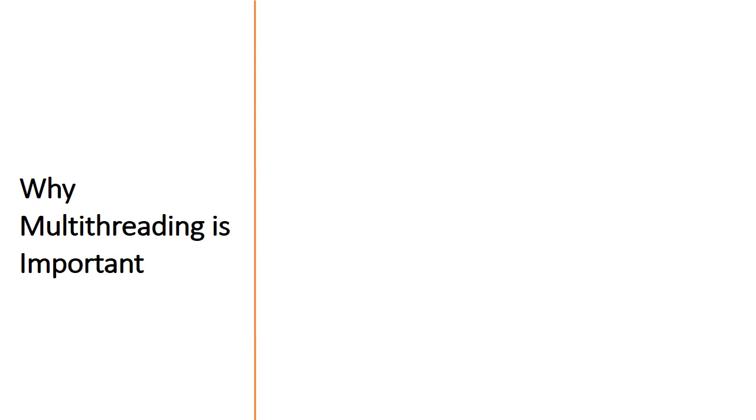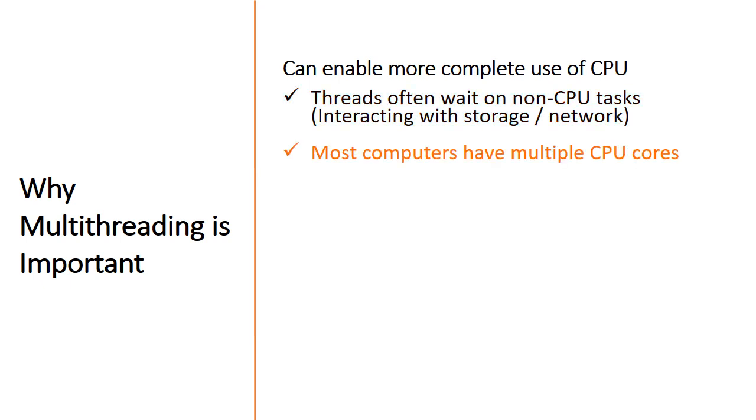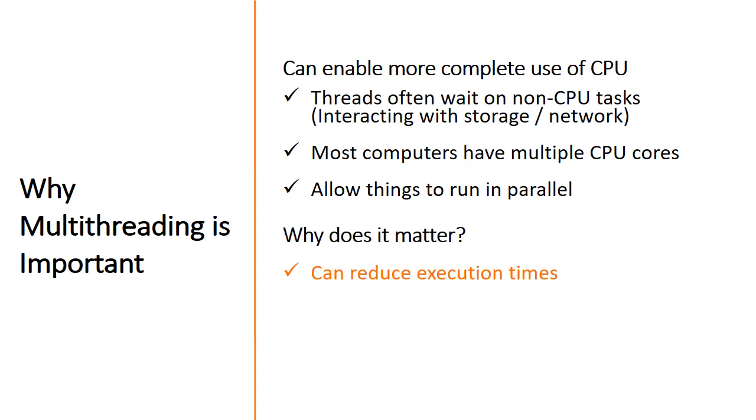Let us see the importance of multithreading. Multithreading can enable more use of CPU. Mostly, threads wait for non-CPU tasks. Nowadays, most computers, mobile phones have multiple CPU cores that allow things to run in parallel. But why that matters? Multi-threading reduces the execution time, that is wall clock time.